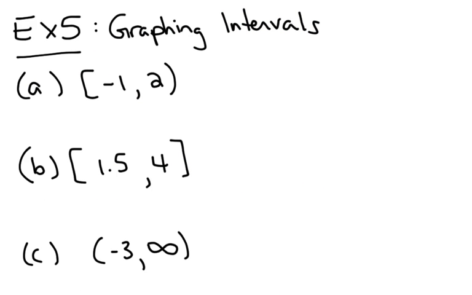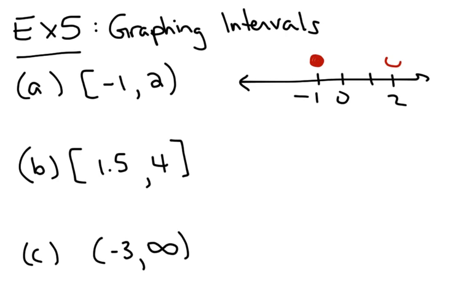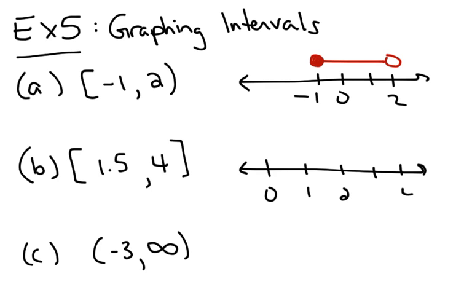So let's practice graphing real fast when you're given an interval in interval notation. So the way [-1, 2) would work is you would put a closed circle at -1 because it has a bracket, an open circle at 2, and you would combine them. For the second one, [1.5, 4], you would put a closed circle at 1.5, you would put a closed circle at 4, and you would connect them.